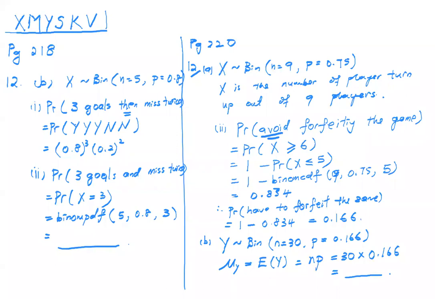If I ask you what is the probability that they will forfeit more than 10 games, then you calculate. Okay, 4.98. So when you talk about expected games, it's okay to put in decimal. Are you clear?